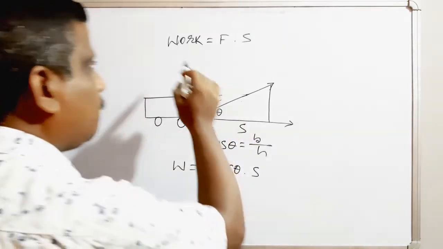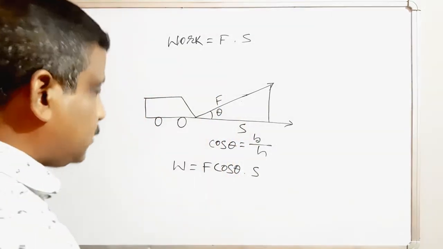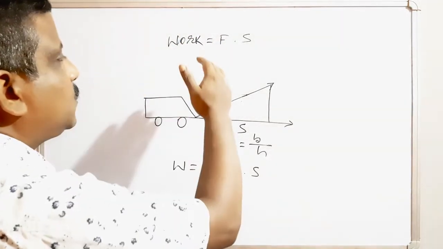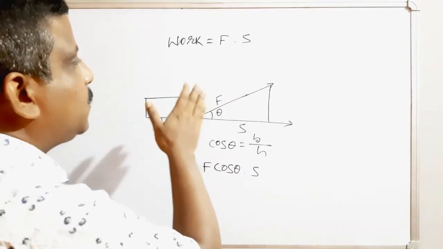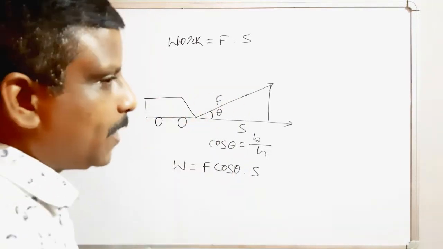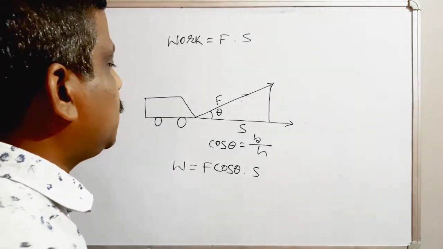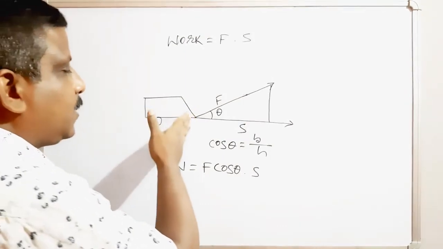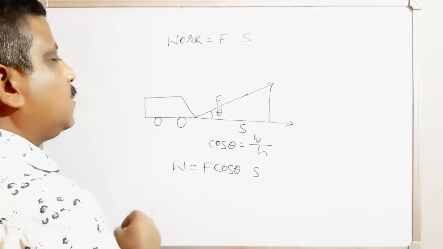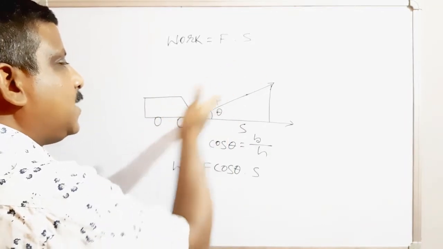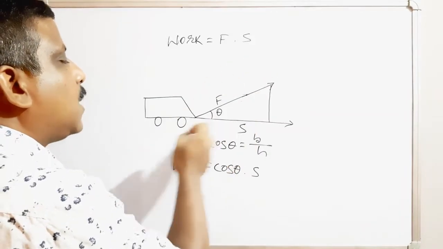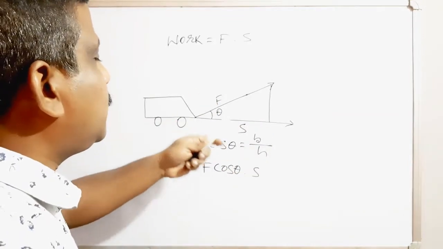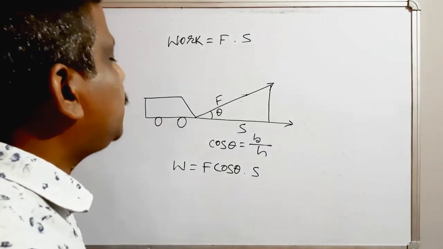So understood? First case, work done. In the lower class you have learned work done is equal to force into displacement, when force is applied on a body and the displacement of the body is in the direction of the force applied. But now in another case, second case, if we are applying force on the toy car here and a child pulls the toy car, the force is applied in which direction? In this direction. But the displacement of the car is in this direction. So there is an angle forming between the force and displacement. Let that angle be theta.